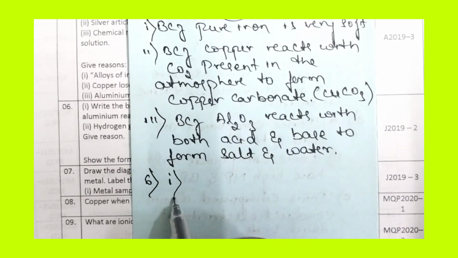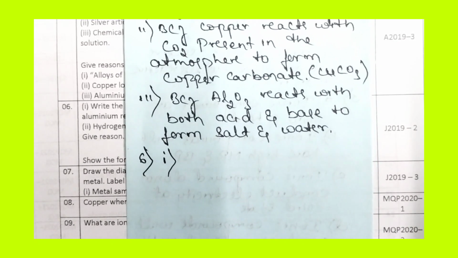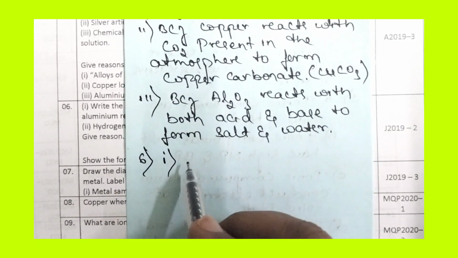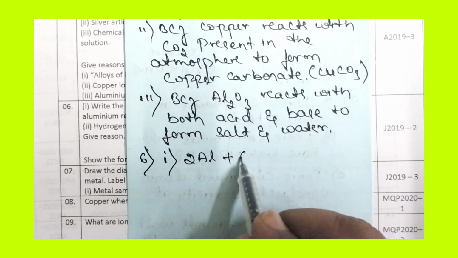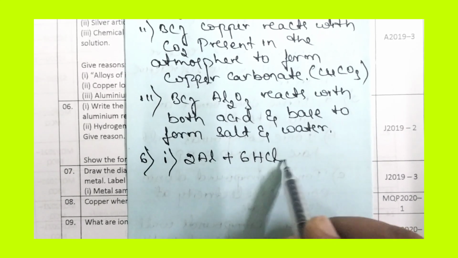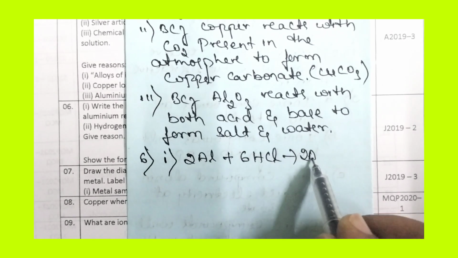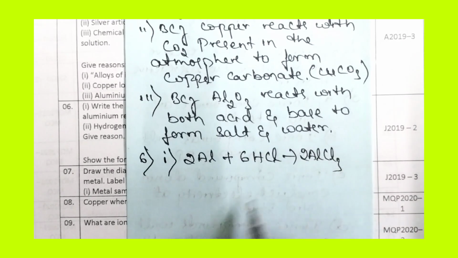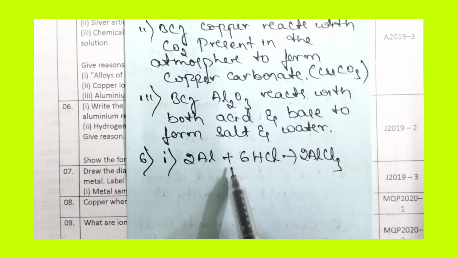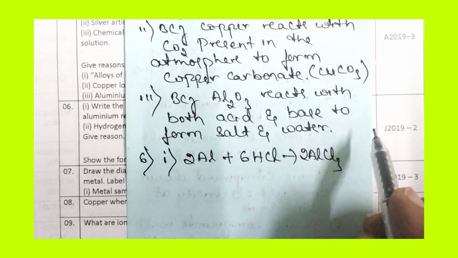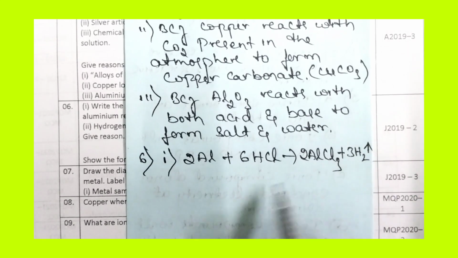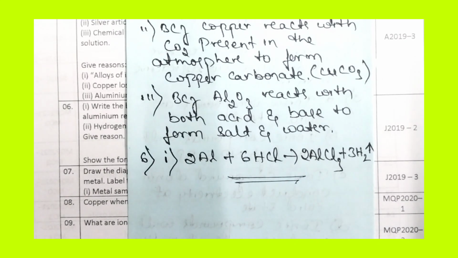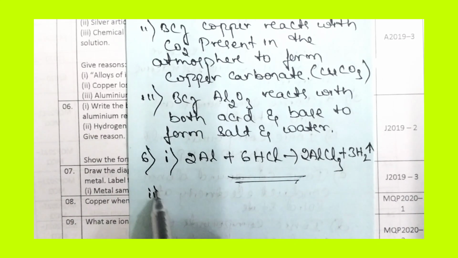The first question is balancing the equation when aluminum reacts with hydrochloric acid. So 2Al plus 6HCl give rise to 2AlCl3 plus 3H2. Look, 2Al, 6Cl, 2 times 3 is 6Cl, plus 3H2. So hydrogen is 6H, 3 times 2 is 6H. This is the balanced equation. Now let us give the reason.